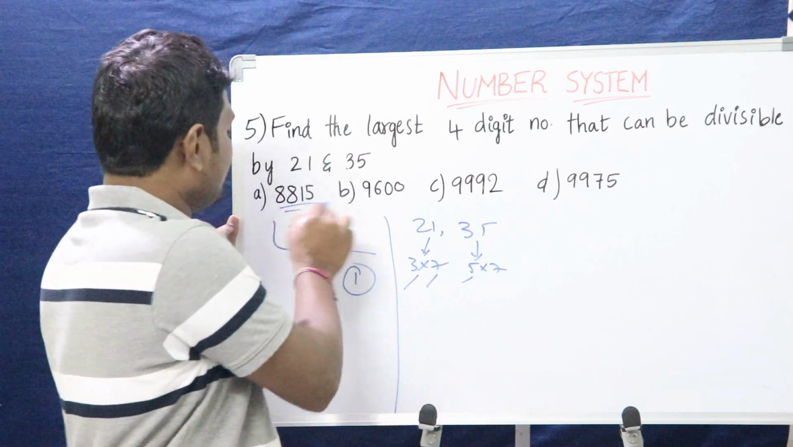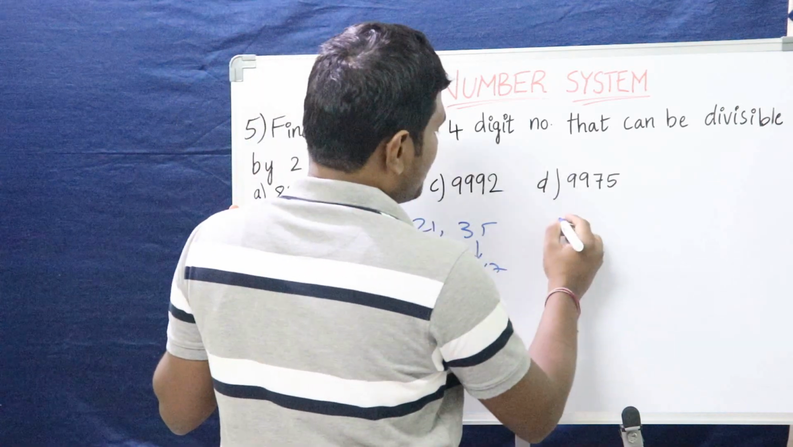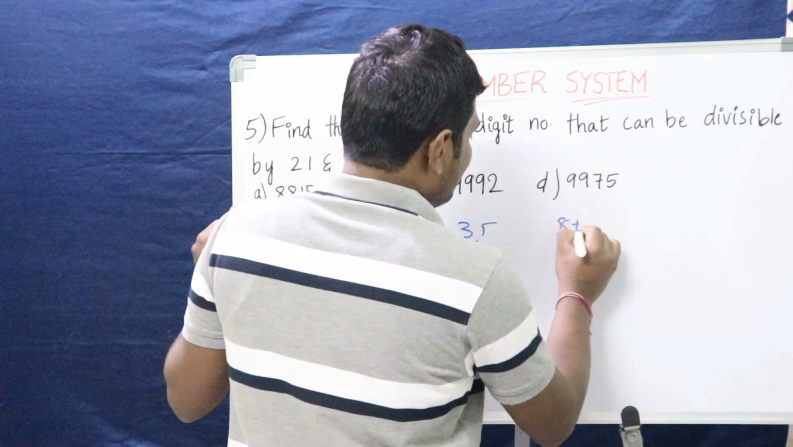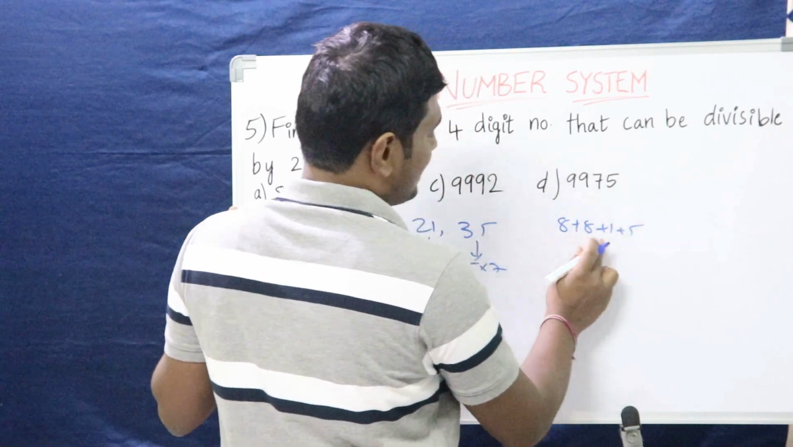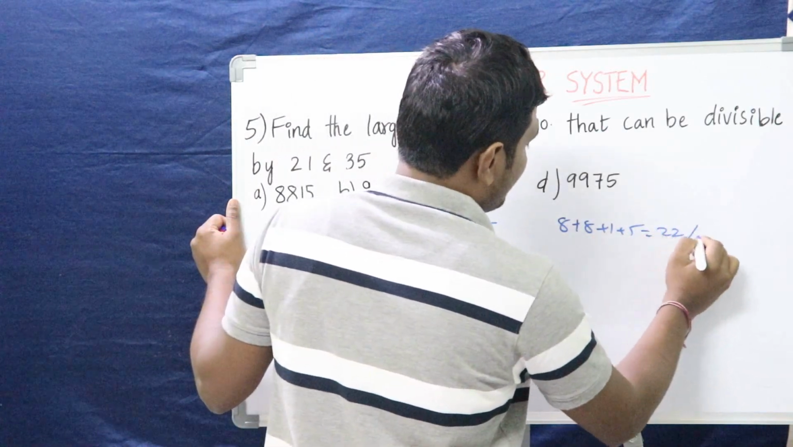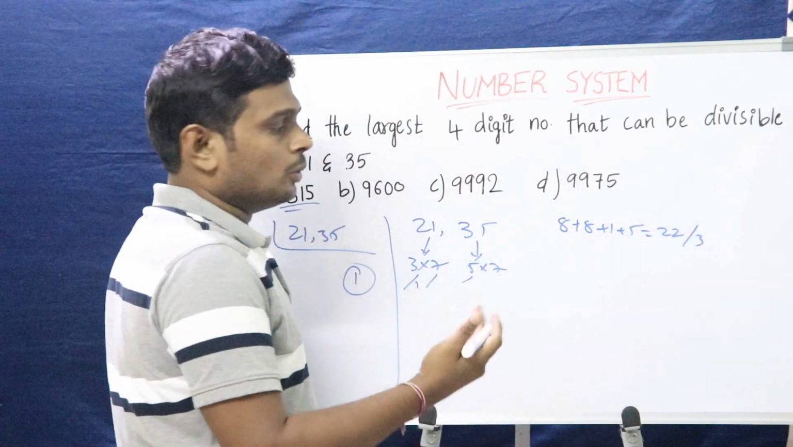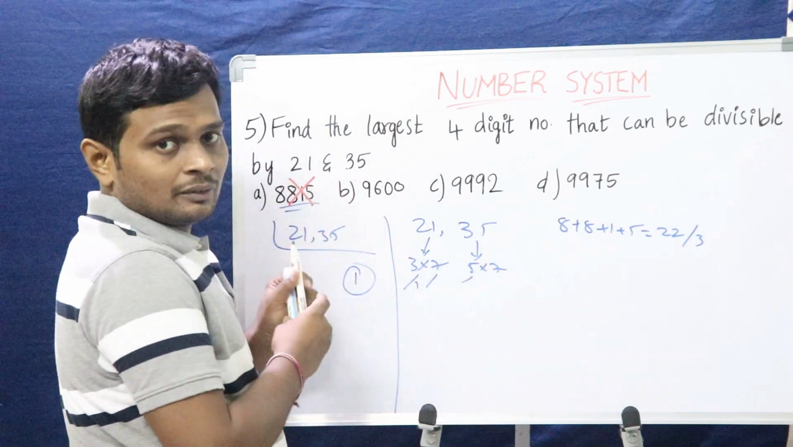First of all, let me take this one, 8815. In case of 3, what is the divisibility rule? The sum of the digits in the number should be divisible by 3. 8 plus 8 plus 1 plus 5: 16, 17 and 22. 22, is it divisible by 3? No. So, it is not divisible by 21 and 35. We have ruled it out.